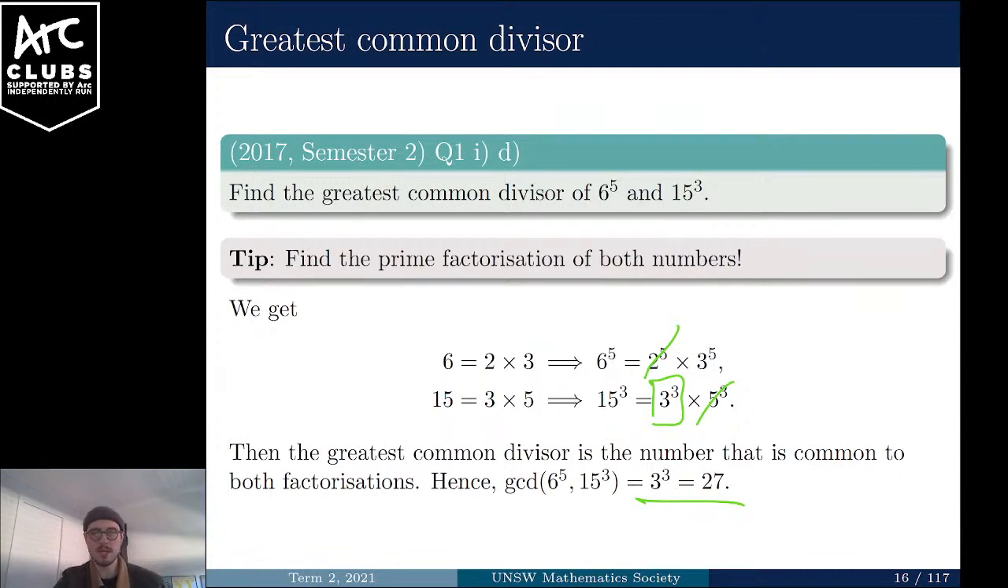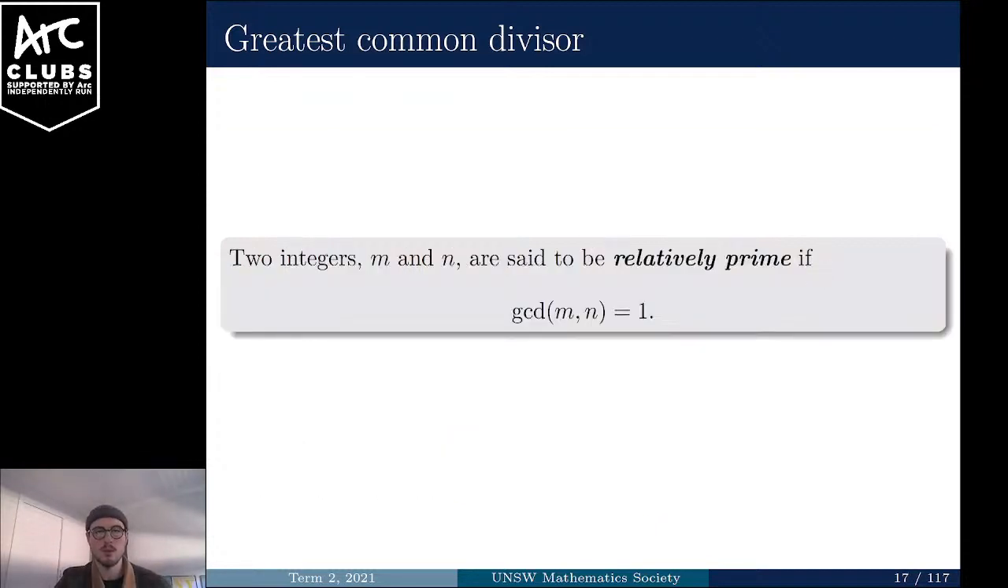Cool, so the basic approach for this kind of question is just to find the prime factorization, and that's really going to help. Cool, let's keep pushing forward. So, like I alluded to before, two integers m and n are said to be relatively prime if their GCD is 1. Okay, so let's think about this for a second.